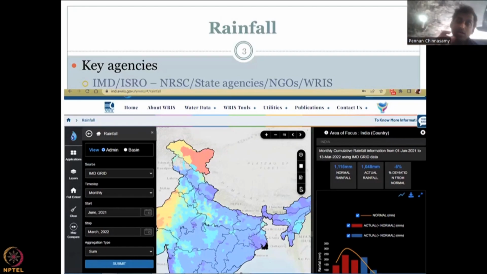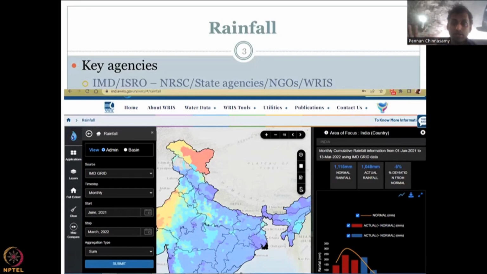The state agencies are point data, again, which are very useful for locations and specific rainfall, and these points need not be the same as the IMD. For example, if IMD is putting a station along one street or in a village, the state agency might have it on the 10th street in the village. So there could be some differences in the rainfall calculation and estimation.